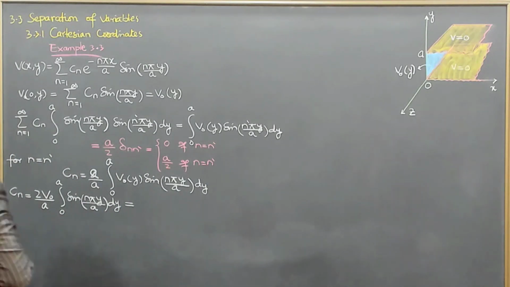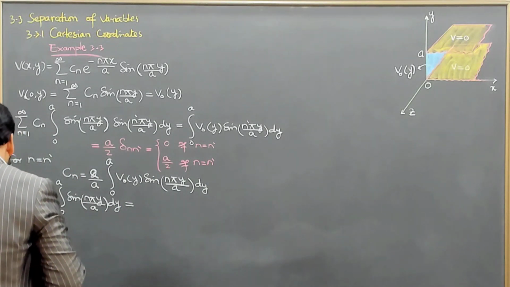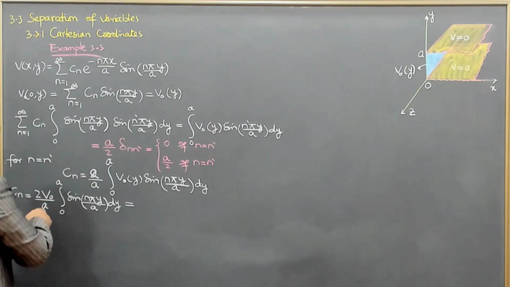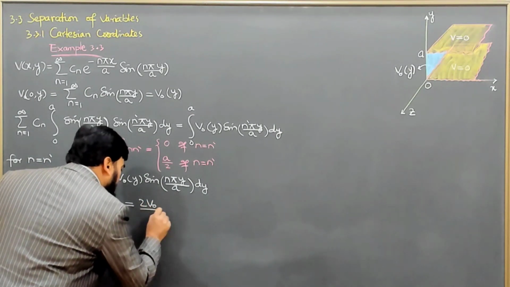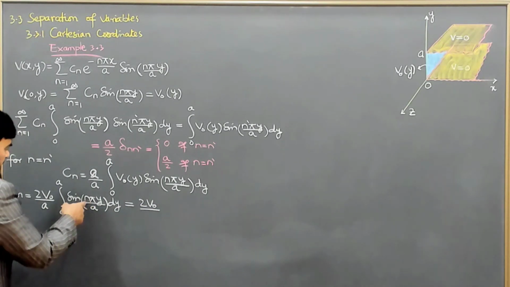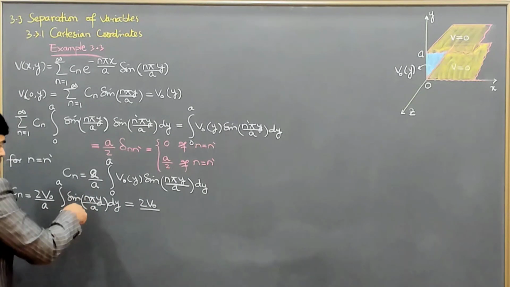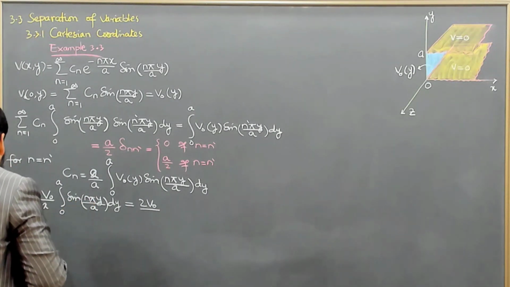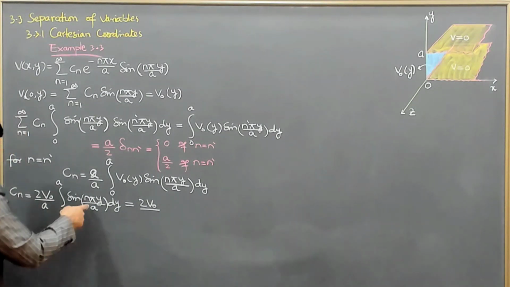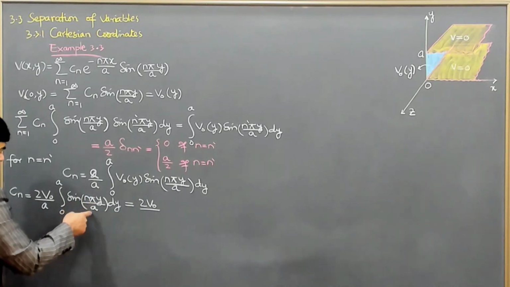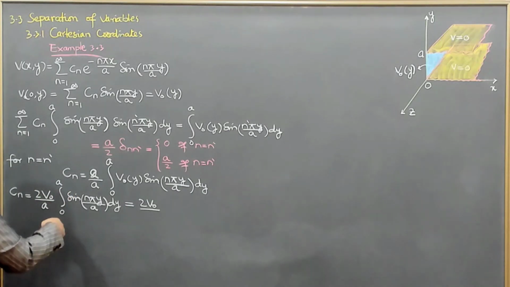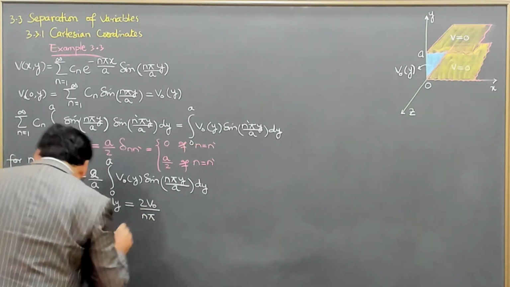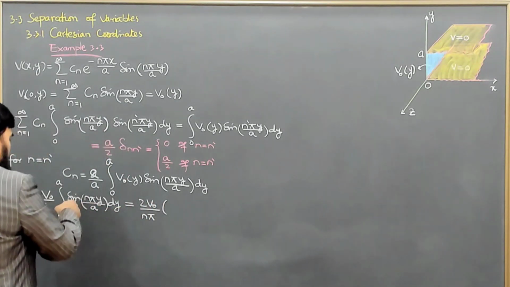Now we will have to solve this integral, and I am writing the solution directly. This is equal to 2v naught over a. But when I write it in the form of the integral sign, it will be in the form of cos. So n pi over a in the denominator, a will be cancelled, and we will have only n pi here, and 1 for this one it will become cos.